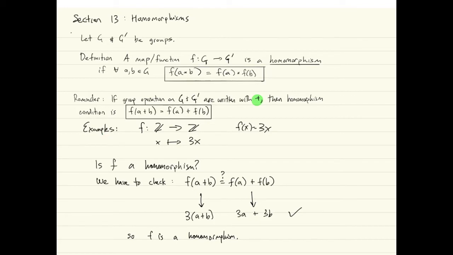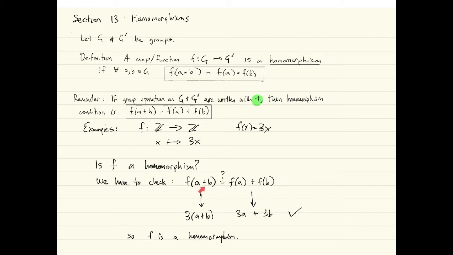So I'm defining a function from the integers to the integers, and it sends x to 3x. So we can write that as f of x equals 3x. And remember that the integers are a group under addition. Is f a homomorphism is the question. And so we have to check this condition or this condition. Now I wrote down or used this condition here because the group operation is addition, and so that's what the asterisk is in this particular example of the group of integers.